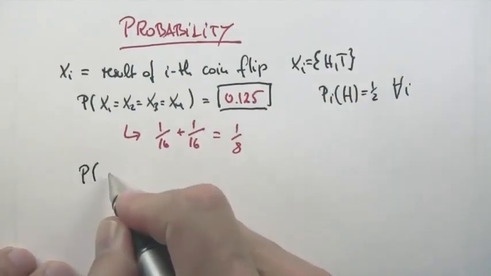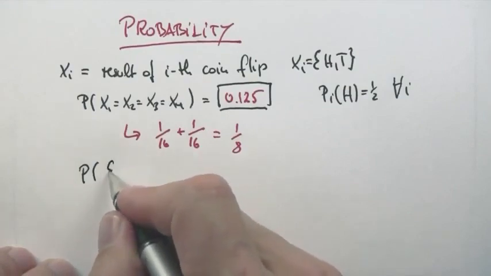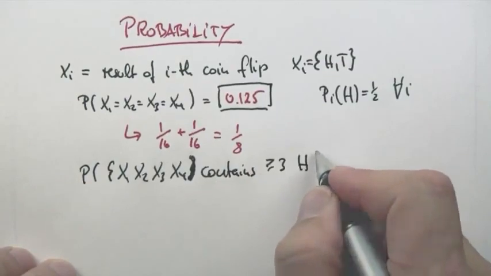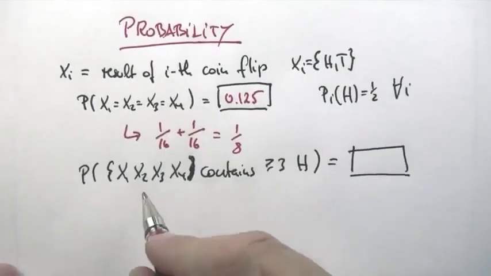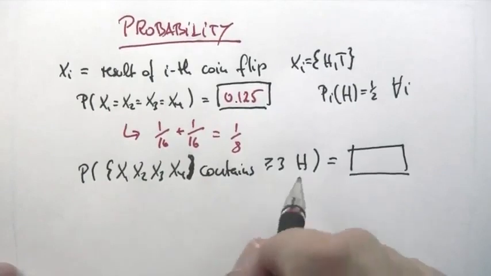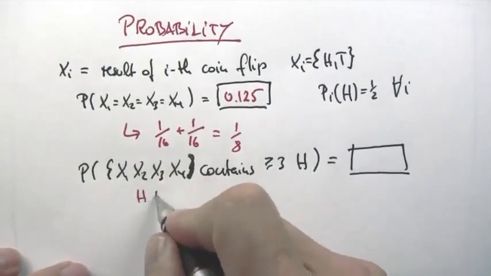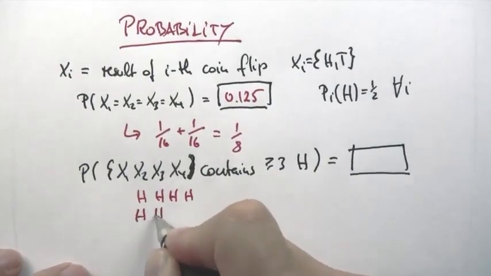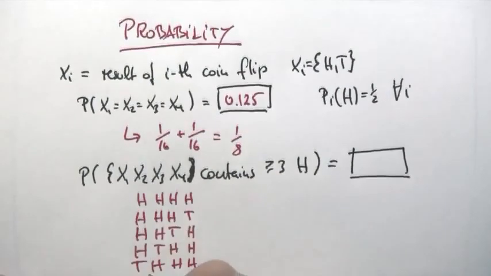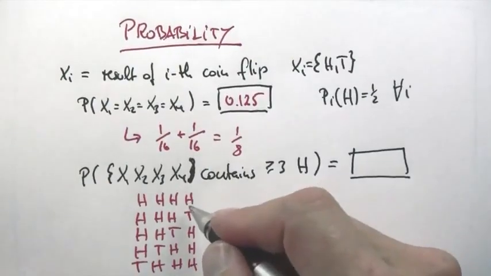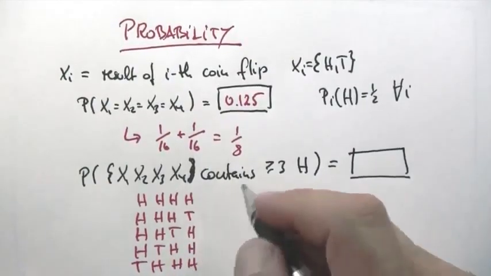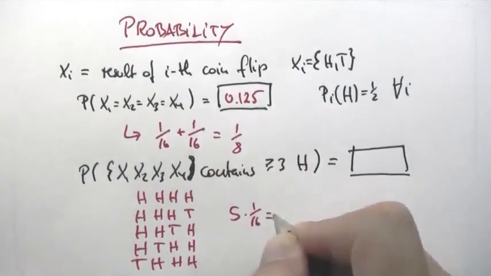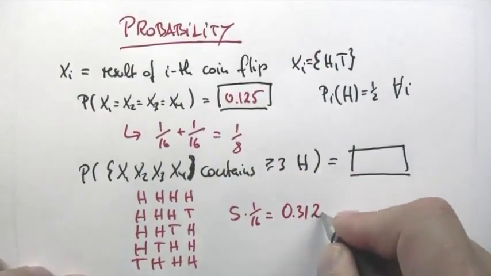So here's another one. What's the probability that within the set of x1, x2, x3, and x4, there are at least 3 or more heads? And the solution is, let's look at different sequences in which heads occurs at least 3 times. It could be head, head, head, head, in which case it comes 4 times. It could be head, head, head, tail, and so on all the way to tail, head, head, head. There's 1, 2, 3, 4, 5 of those outcomes. Each of them has a 16th of probability, so it's 5 times 16th, which is 0.3125.